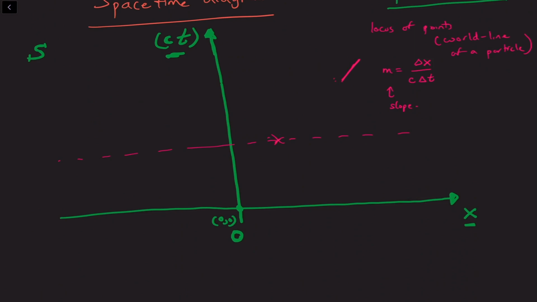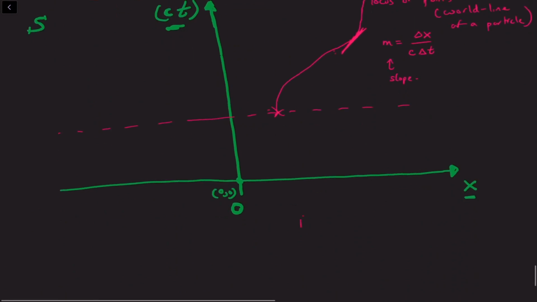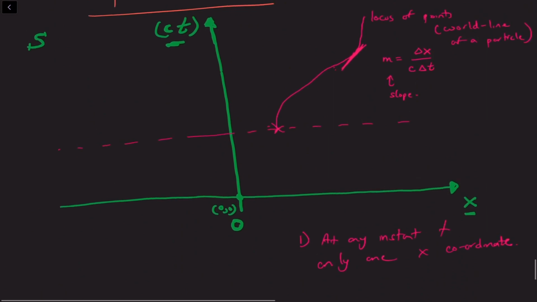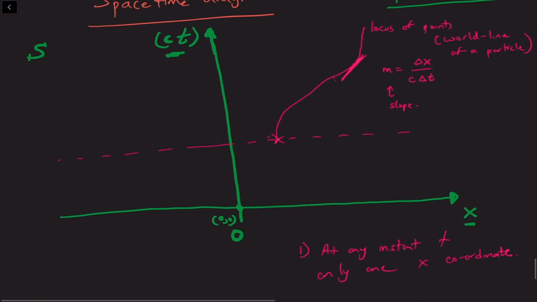So now that we have this trajectory, and this tells us the motion of the particle, we also see another property. The first property of the world line is that at any instant t, there is only one x coordinate. But the reverse is not true. At a given x, you can have multiple times at which it comes back to that same location.